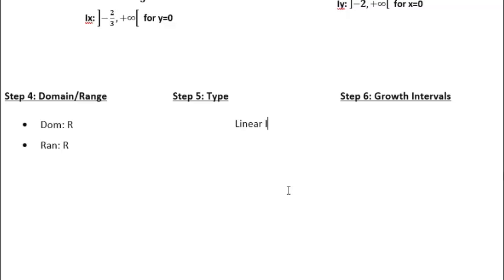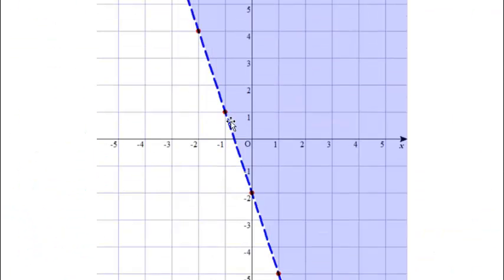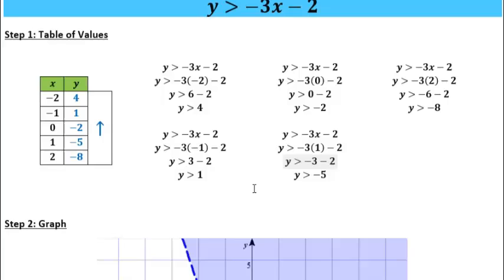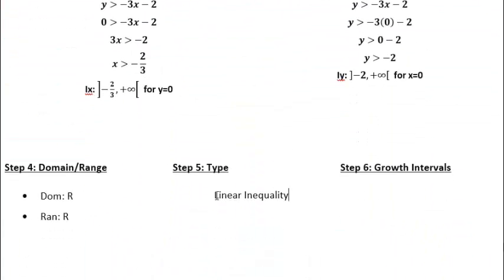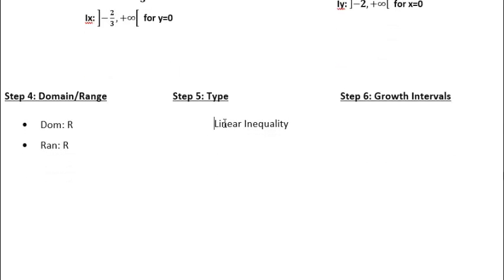Then the type of graph that we have in here, we know that thing was a linear inequality from the beginning. So it's a linear inequality because of the type of drawing and also because of the symbol greater than. But it's not the only thing we need to put.